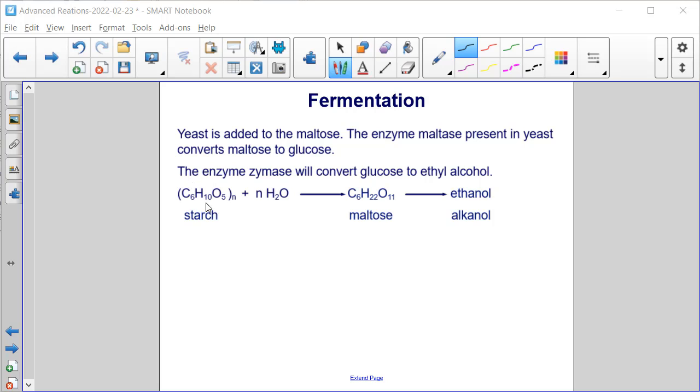So step 1 in the process is to take our starch water paste and the malt extract, which provides that catalyst to produce this disaccharide maltose. Okay? Then yeast is added to the maltose. There's an enzyme present in the yeast called maltase, which converts this maltose into glucose. And then zymase in the same step will convert the glucose to ethanol or ethyl alcohol.